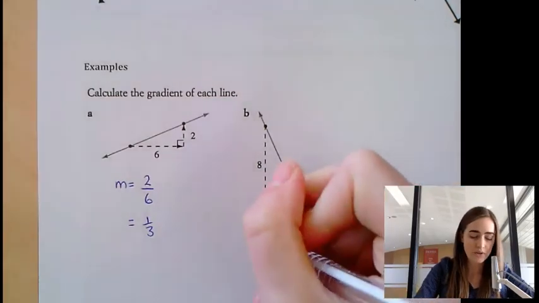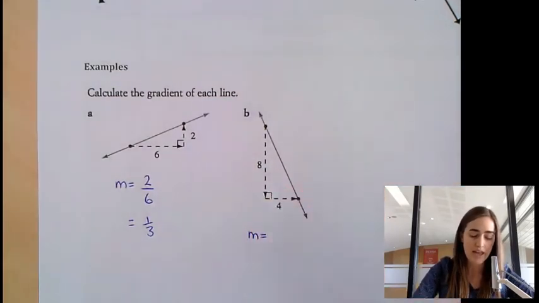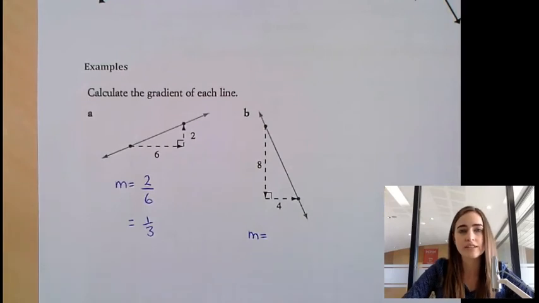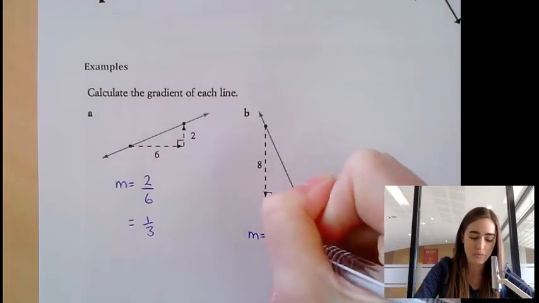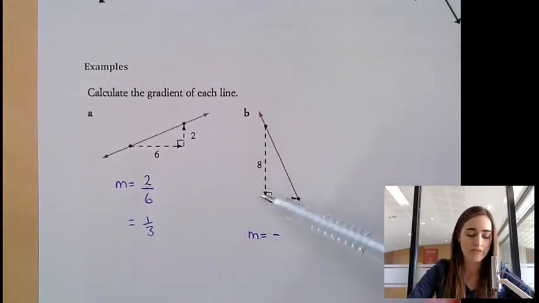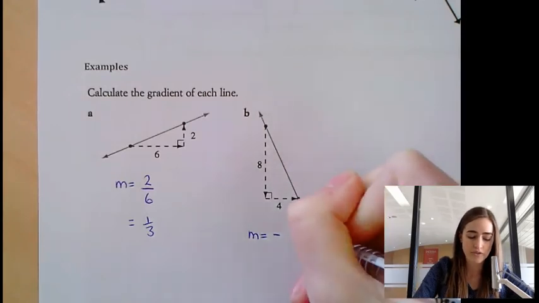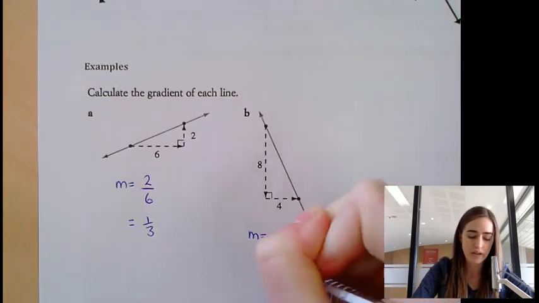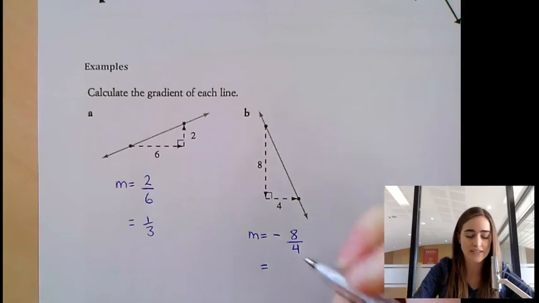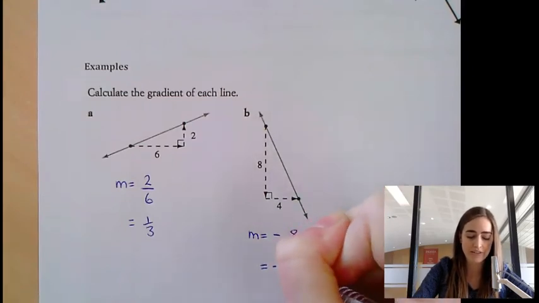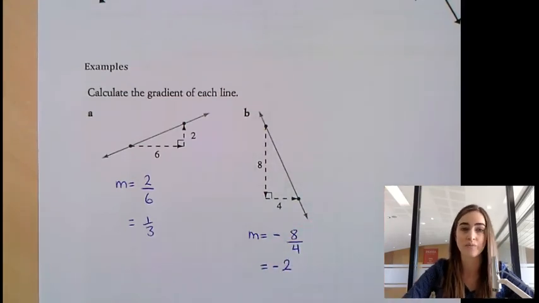For this second example here, we're going to have m equals, now look at it first, is it positive or is it negative? So because it's going up to the left, it's going to have a negative gradient, so we'll put a minus, and then we're going to have our rise over our run, so 8 over 4. Now 8 over 4 simplifies down to 2, so our gradient for this line is going to be -2. So that's an introduction to calculating the gradient.